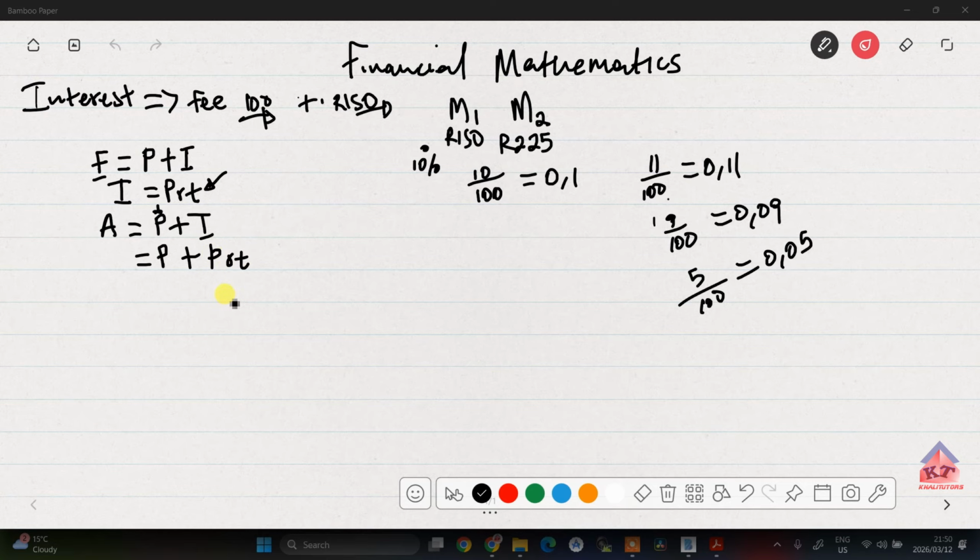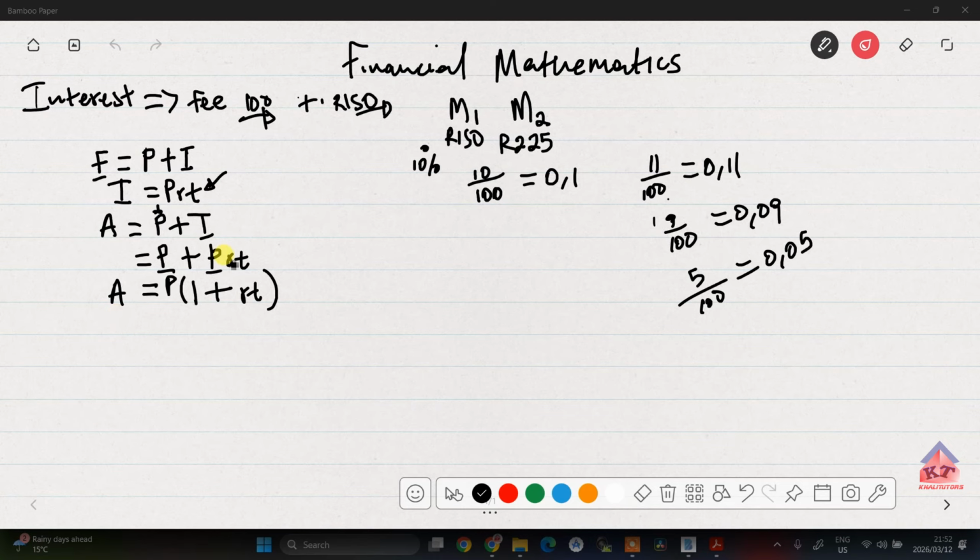It's going to be P plus PRT. In terms of mathematics, if you know how to factorize, you can simply take out this P. If you take out the P here, you'll be left with 1. Then P multiplied by 1 gives us P. In this case, we are going to take out this P since it's a common factor, and then we are going to be left with RT. Okay, so this is the equation that you are going to use to deal with simple interest.